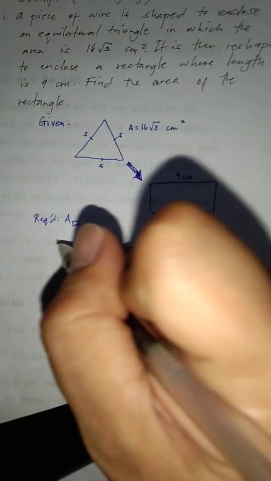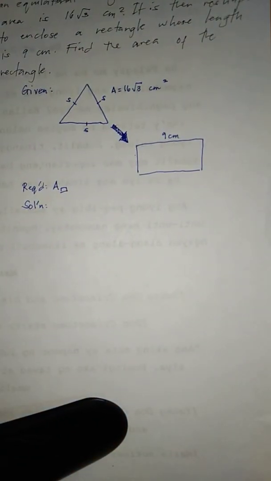Okay, so on with our solution. First, we are given the area of the triangle, so we will start from there. We should get the dimensions of the triangle and then relate that triangle with the rectangle. And then of course, if we can get the dimensions of the rectangle, then we can get the area. So let's start off with the area of the triangle.